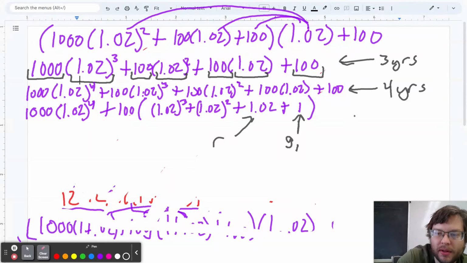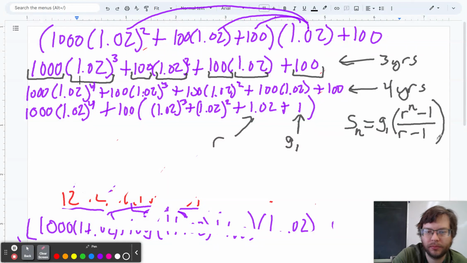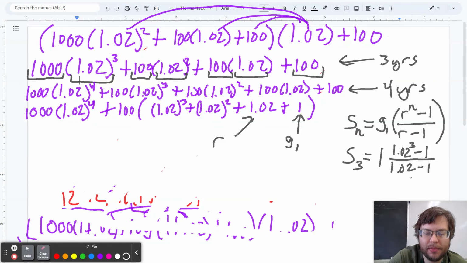And so I remember that the sum of n terms is the first term times (r to the n minus 1) over (r minus 1). Okay? And so if I do that, in this example right here, I have 3 years. And so I could do 1 times (1.02 to the 3 minus 1) over (1.02 minus 1). And I can use that same idea for any number of years.